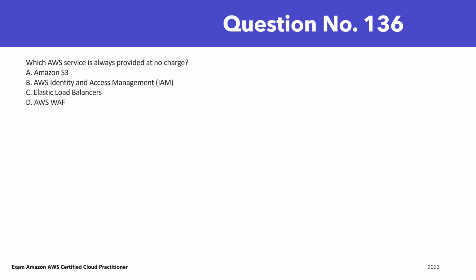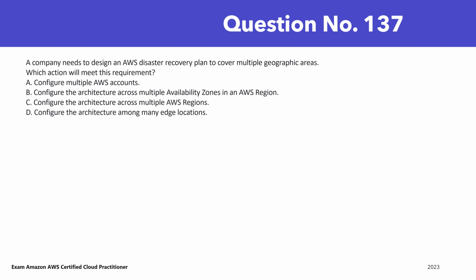A company needs to design an AWS disaster recovery plan to cover multiple geographic areas. Which action will meet this requirement? A. Configure multiple AWS accounts. B. Configure the architecture across multiple availability zones in an AWS region. C. Configure the architecture across multiple AWS regions. D. Configure the architecture among many edge locations. Correct answer, B.